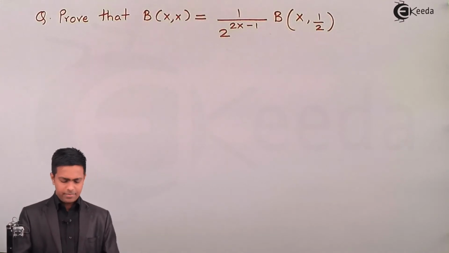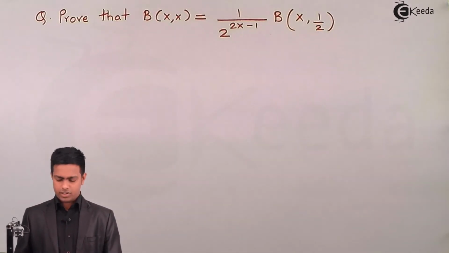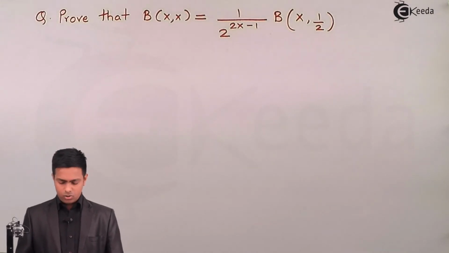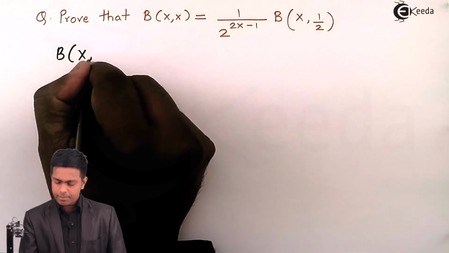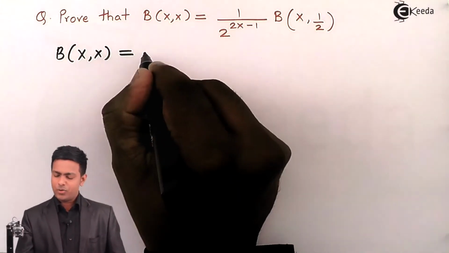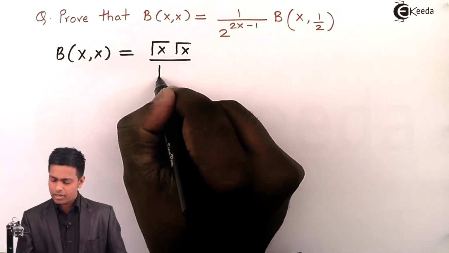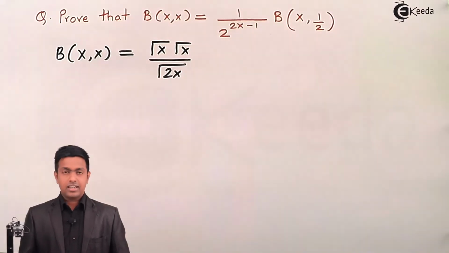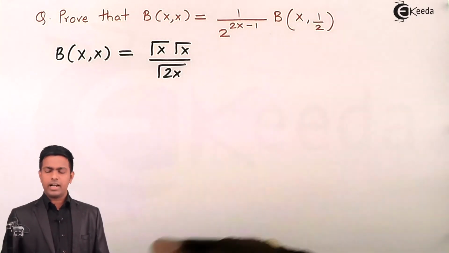So let's start. Since we have left hand side as beta x comma x, here we know that by the property or the relationship between beta and gamma, this is equal to gamma x into gamma x upon gamma 2x. Now the question is how to convert this value into the right hand side.